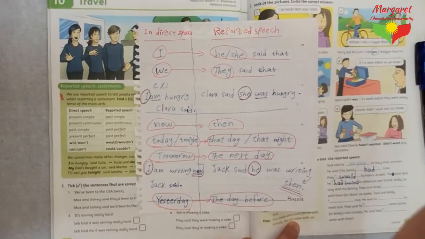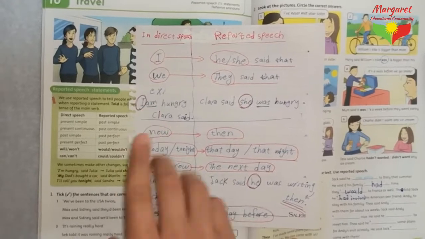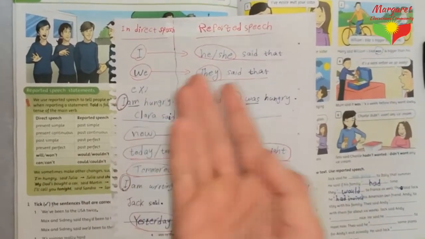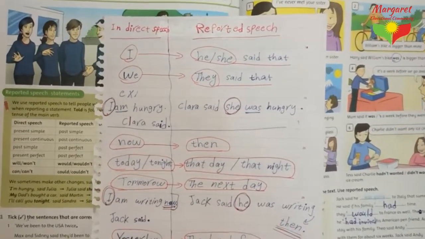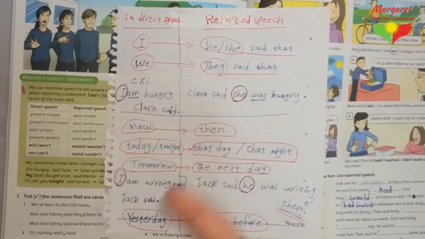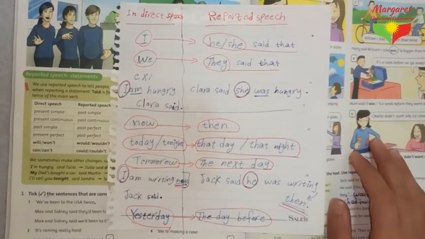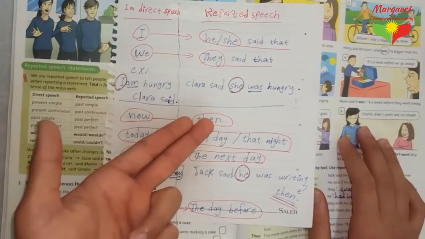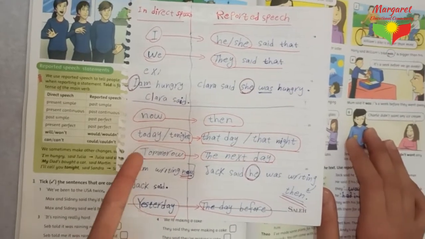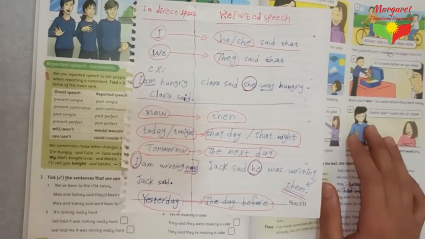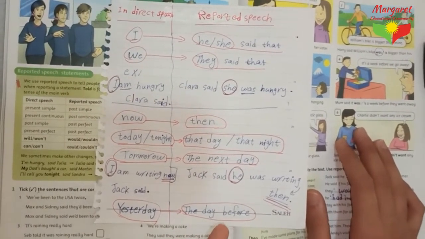Pay attention to the grammar, how we change the grammar. This one is present simple. Do you see? We changed it into was. And we changed I into she. Okay, because Clara is a she. This is what I mean. We changed I into she. And also, guys, with the time words, we changed now to then, today to that day, tonight to that night, tomorrow to the next day. When we see tomorrow, we change it into the next day. When we see yesterday, we change it into the day before.